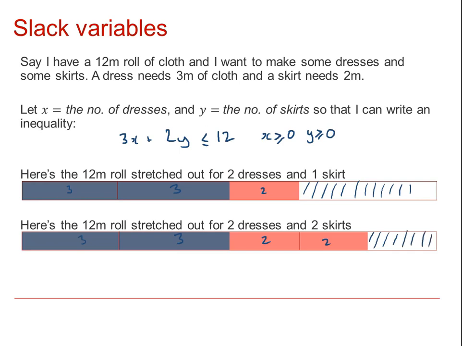Now you can see that these pieces are always going to be greater than or equal to 0, and it's this part here that we refer to as the slack. So instead of writing 3x plus 2y is less than or equal to 12, which obviously it is, we write that 3x plus 2y plus s is equal to 12. Now then, s is going to vary depending on how many of x and y we have, but we can say that s is definitely greater than or equal to 0.